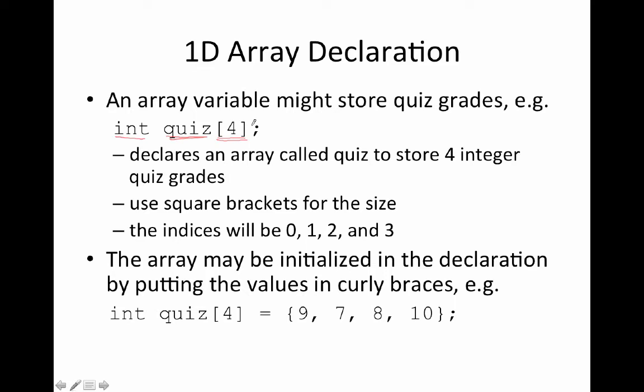And since the indices start at 0, having 4 elements means that the indices are going to be 0, 1, 2, and 3. Okay, so not up to 4 because the indices start at 0. So this is how you declare a one-dimensional array variable. You can also initialize in the declaration by putting after the declaration the assignment operator, and then inside of curly braces the values that you want to have in the elements. So in this case I'm putting 9, 7, 8, and 10 into the 4 elements in the array.